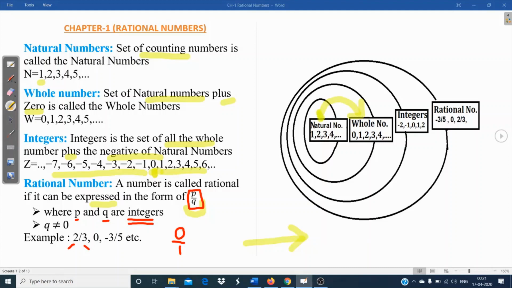Similarly, can I say all natural numbers are integers? Yes, 1, 2, 3, 4 are integers also. Can I say all natural numbers are rational numbers? Yes, this is also true. 1, 2, 3, 4 are rational numbers: 1 by 1 and so on can be represented in the form of p upon q. So whenever you are moving in the rightmost direction, it is always true. Now if I ask, are all whole numbers rational numbers? Yes, this is also true, because whenever you are moving in this right direction, all these statements will be true.